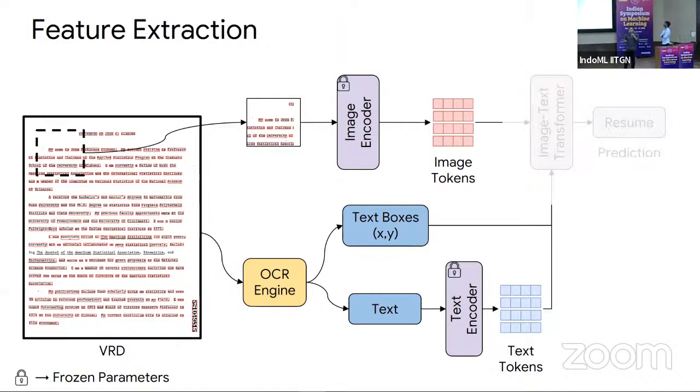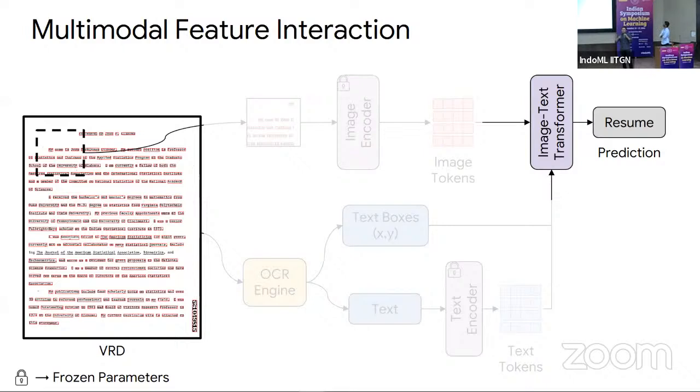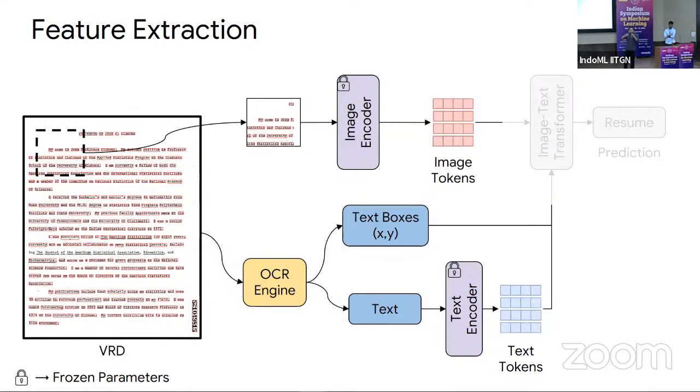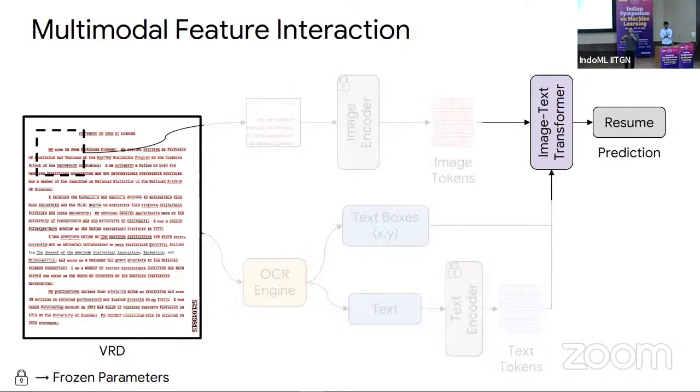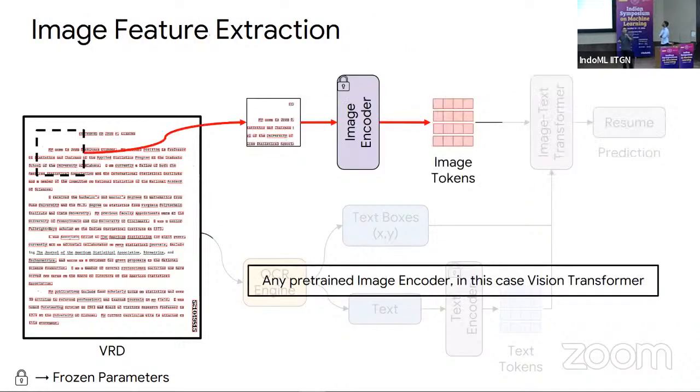Given a document image, a visually rich document, we have the feature extraction stage, which is the first stage, to generate image and text tokens. And we have our multi-modal feature interaction stage. In the feature extraction stage, we generate latent information or feature representations from the document. And in the multi-modal feature interaction stage, we take the visual feature representations of the image and text, and then fuse them together using our novel mechanism. In the feature extraction stage, we use an image encoder to generate image tokens.